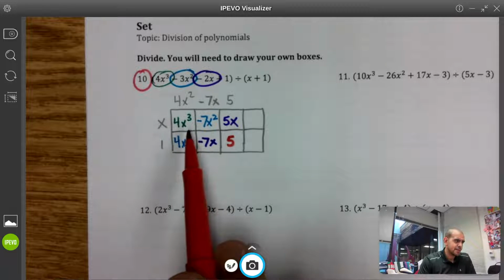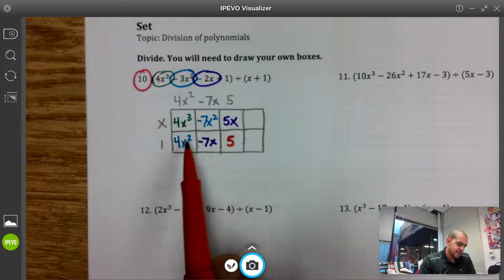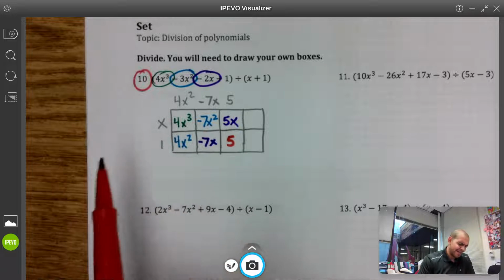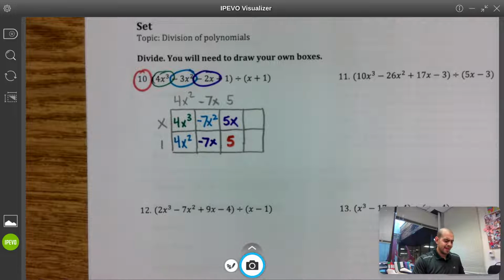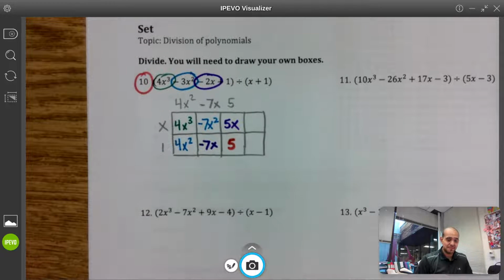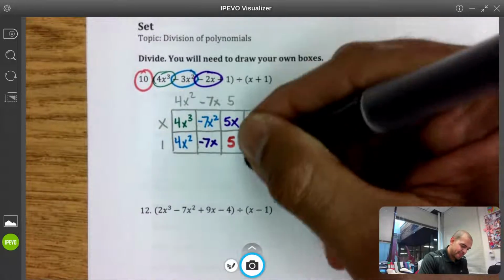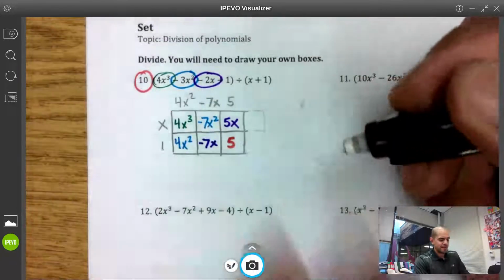So 4x cubed. Here's my x. Oh, so I didn't need that many boxes. I had no idea how many boxes I needed, honestly. I made too many boxes. So I'm going to erase that. All right.